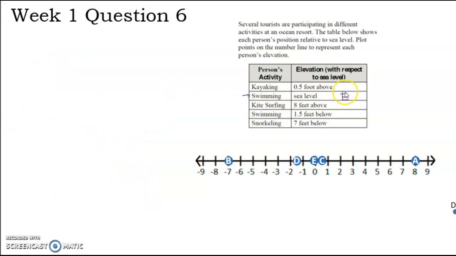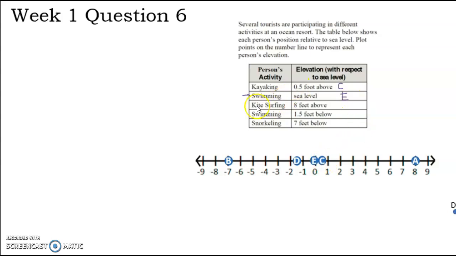Okay, so E. Now, kayaking is 0.5 foot above sea level. So if it's above sea level, it's got to be a positive number. So it's not even a whole foot above. So it's got to be this letter C. He's the only one that's not really quite a foot bigger, but it's above sea level.